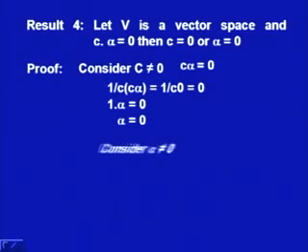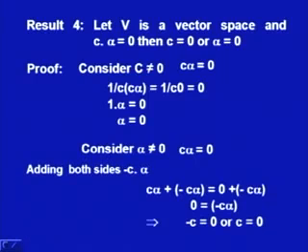Now to prove the other part, we consider alpha not 0, and by adding minus C alpha on both sides and proceeding in this particular manner, we can prove that C is equal to 0. That establishes this result.